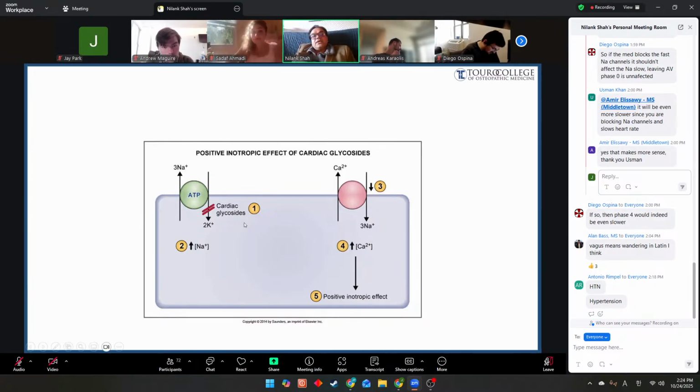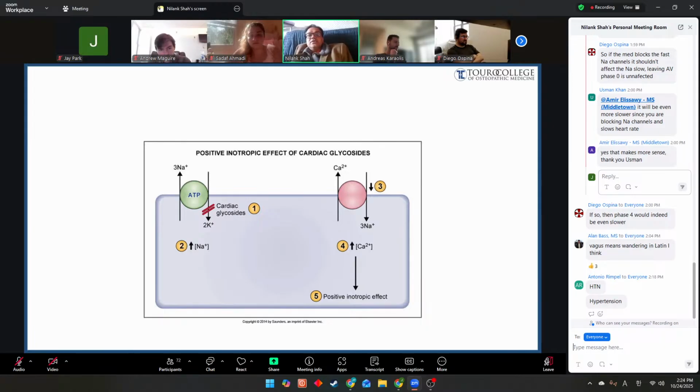We give cardiac glycoside in a patient who has congestive heart failure. Why? You learned about this, so it's not new. Why do we prescribe cardiac glycoside or digitalis in a patient who has congestive heart failure? And the mechanism is here. If you understand this slide, you'll be able to answer one question correctly in the exam. I can tell you that. But you have to understand this slide really well.